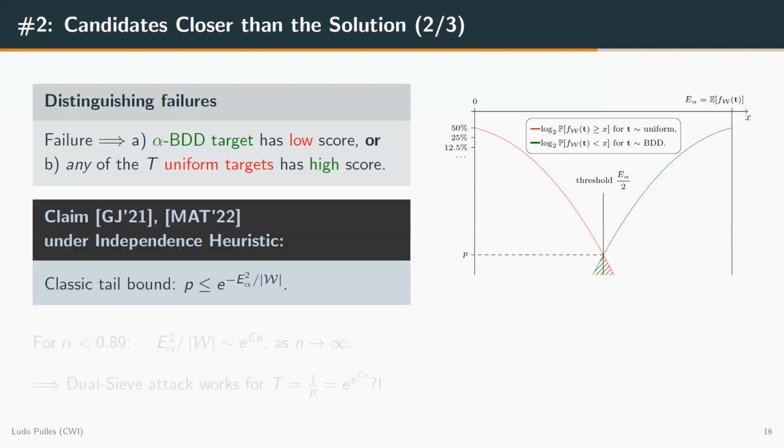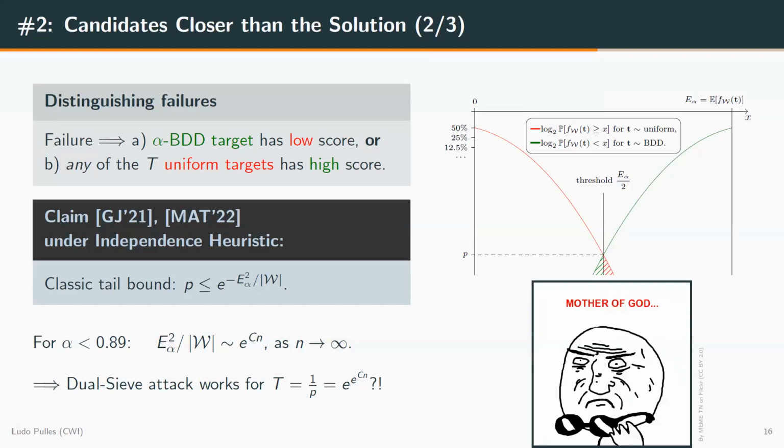And if you do the math with the independence heuristic, you can use a tail bound of either a Gaussian or a Hoeffding inequality, and you get a probability that is exponentially small in this quantity here. And when this alpha is not too large, even this quantity increases exponentially with dimension. So if you combine them together, under the independence heuristic, the claim is that the attack will work for a number of targets that is double exponential in the dimension. And that's an awful lot of target points.